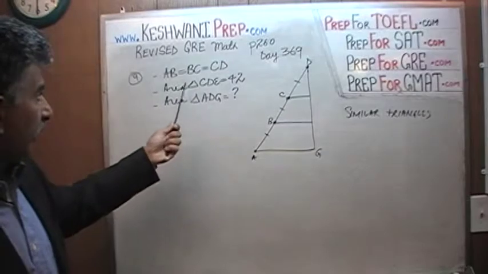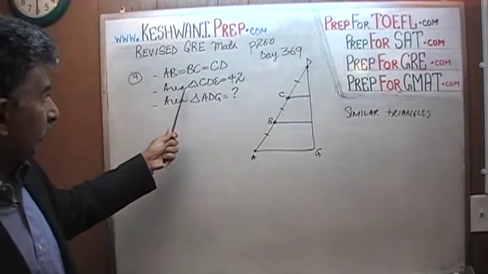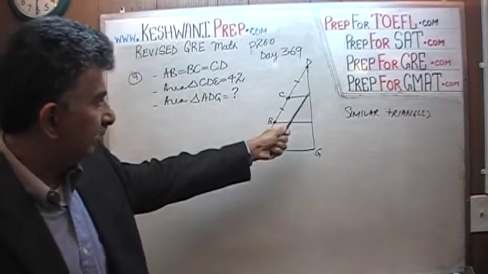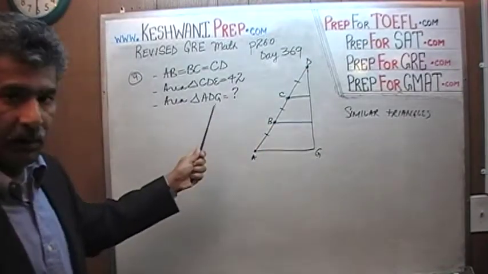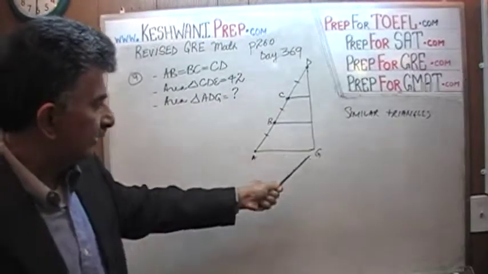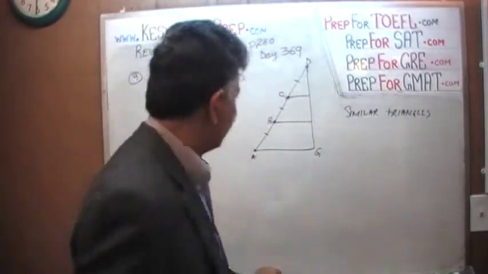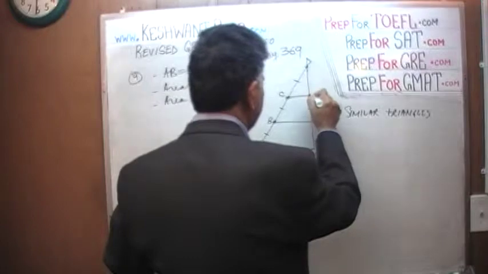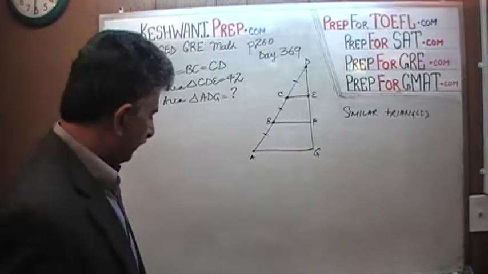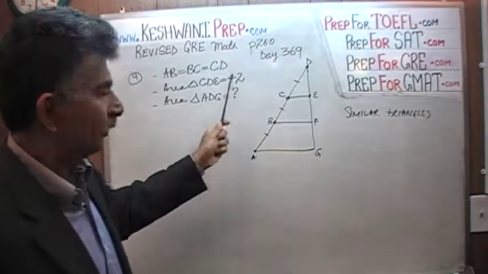Part of the problem is already on the blackboard. We are told that AB equals BC, which in turn equals CD. We are also told that the area of the triangle CDE is 42. The question simply is, what's the area of the large triangle, ADG? Let's finish up this picture. I never finished it. So here is your D, and then we have E and F and G. There we go. We are told that the area of this small triangle, CDE, is 42.